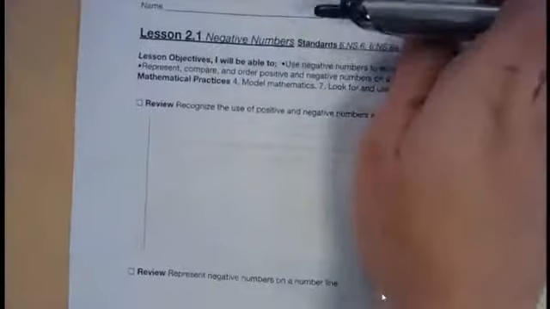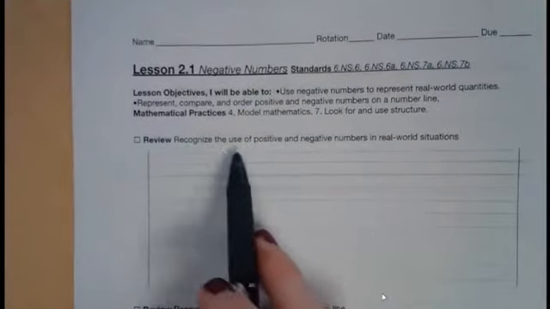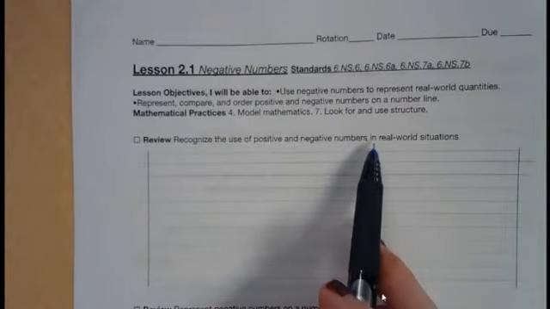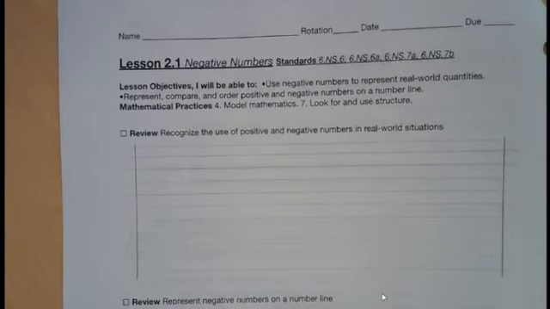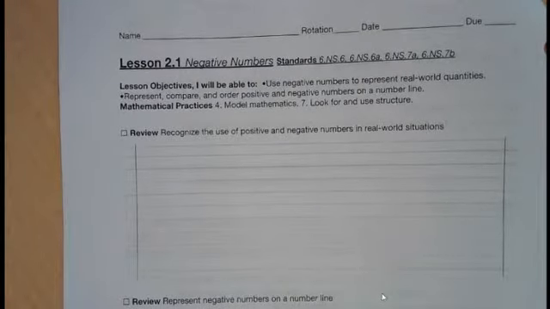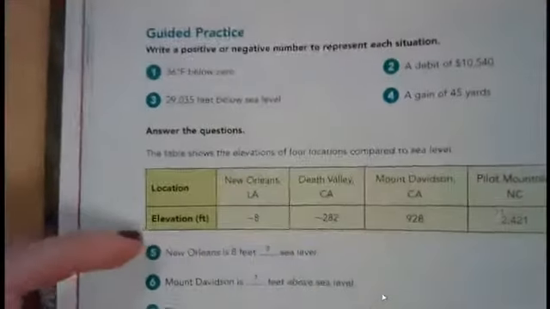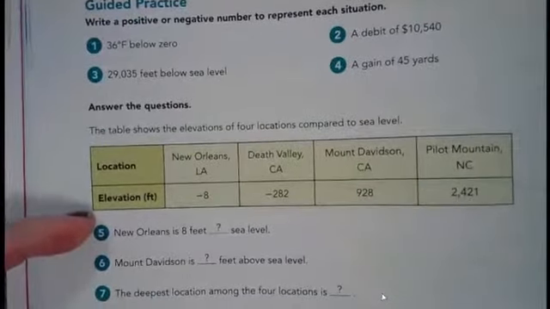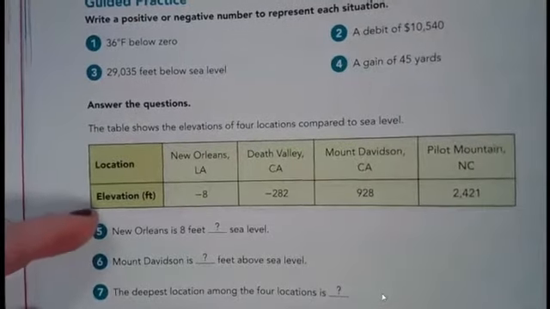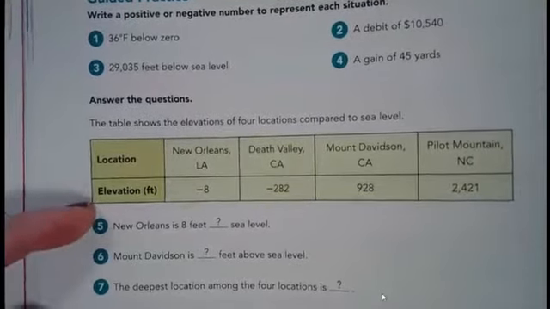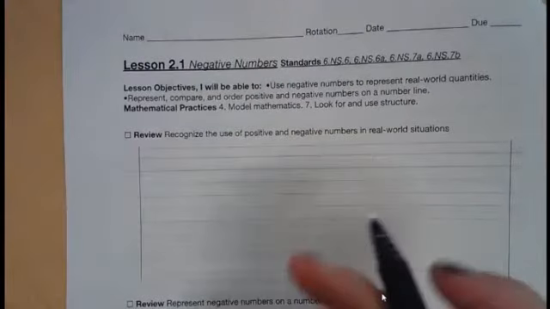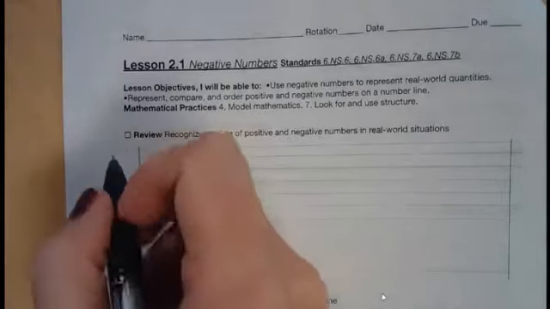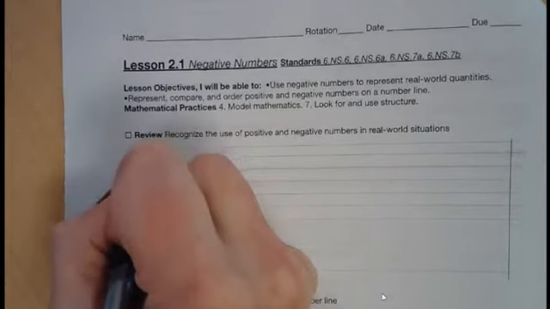So you can see this first section, we're going to review recognizing the use of positive and negative numbers in real world situations. So if you go to the guided practice on page 46, you will see these real world numbers right here. Okay, you'll want to turn your book there because I'm not going to leave this on the screen. So you're going to want to answer the questions 5, 6, 7, 8, and 9 based on that data.